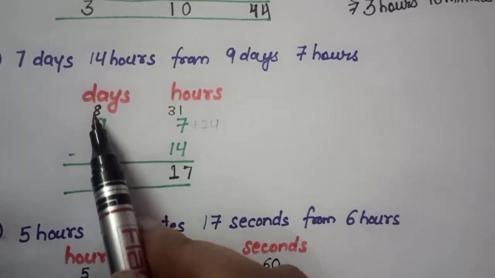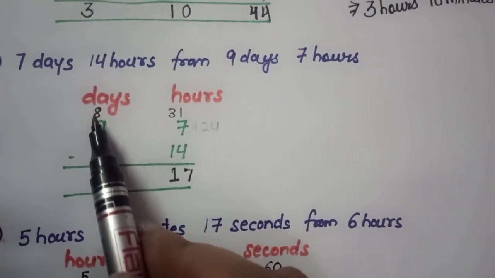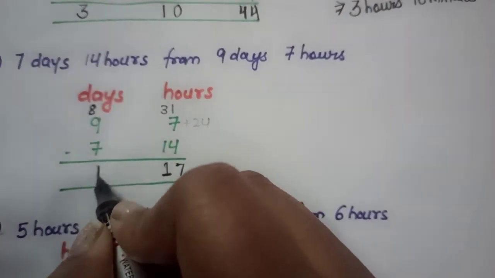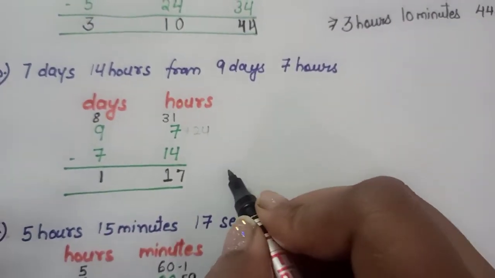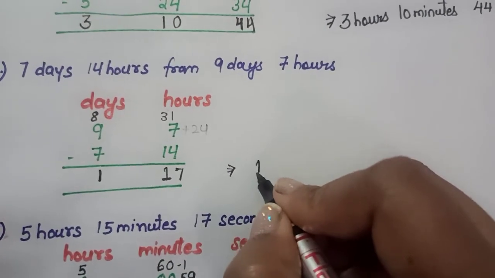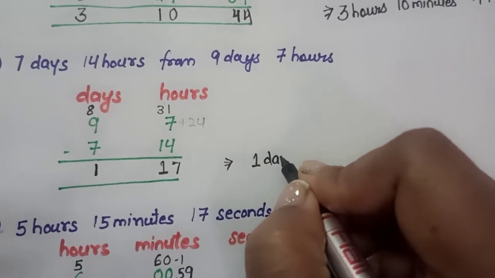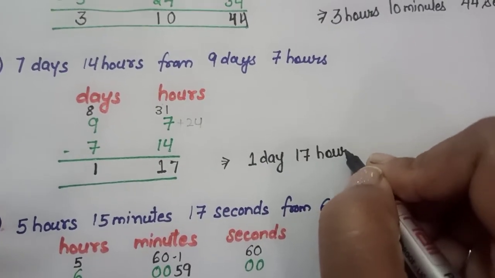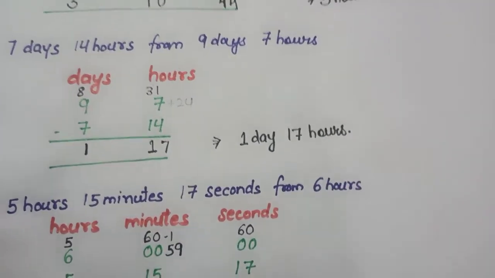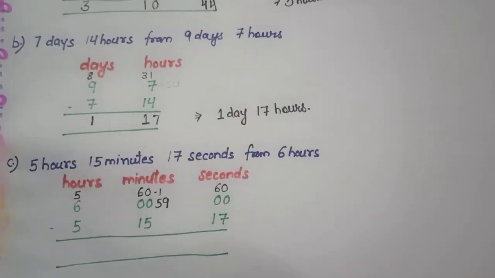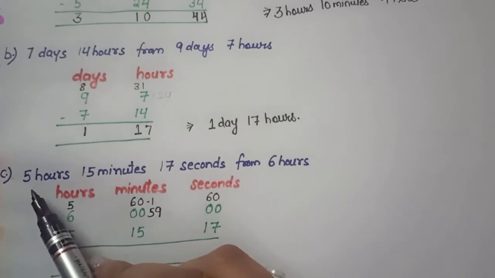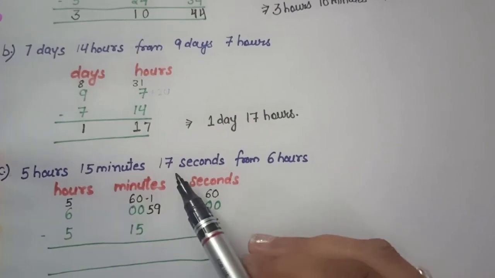And as we can see, we have only 8 left over here. So 7 subtracted from 8 will give me 1. Let me write down this answer correctly: 1 day and 17 hours. Okay. Now we will move on to the C part, and the question is 5 hours 15 minutes 17 seconds.